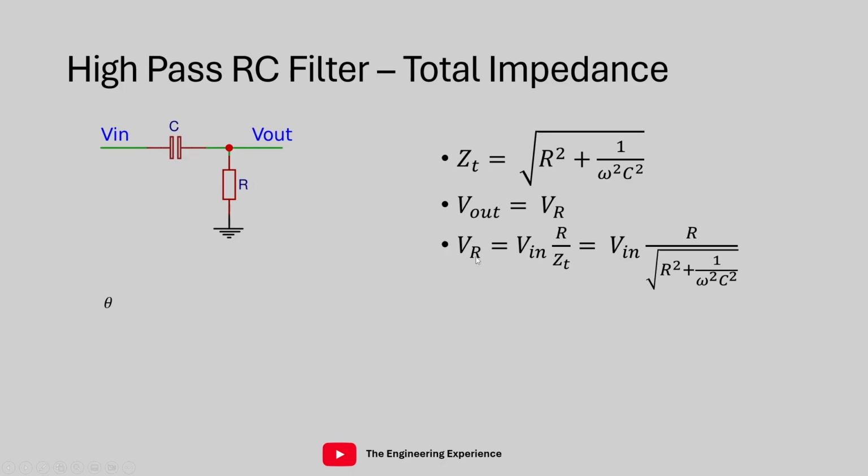So we have VR is equal to Vin multiplied by R over the total impedance. So if we just populate this back into this equation, we get to V out or VR is equal to Vin multiplied by R over the square root of R squared plus 1 over omega squared C squared. So you can see that we have arrived at the solution that the question has asked us at the beginning.